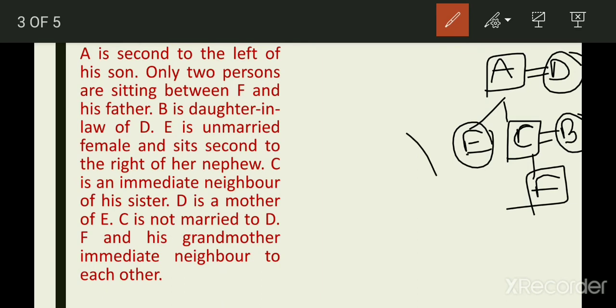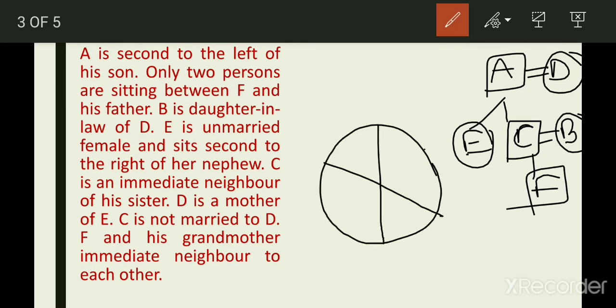Now we have to solve the sitting arrangement portion using this blood relation and the other conditions. A sits second to left of his son. A's son is C, so A sits second to left of his son C, since all are facing towards the center. Only 2 persons sit between F and his father. F's father is C, so between C and F 2 persons are there. Therefore, the position for F would be this one.